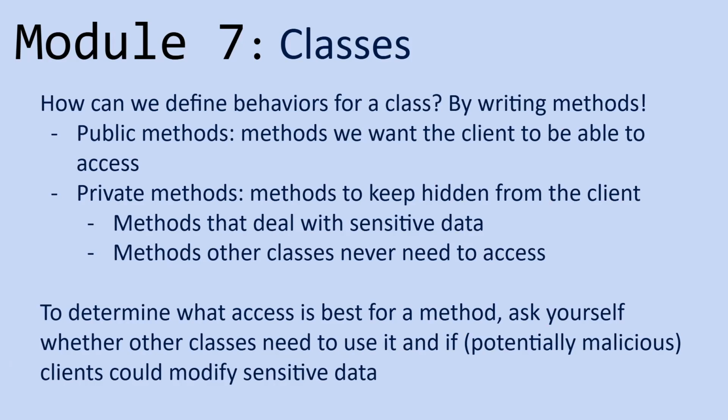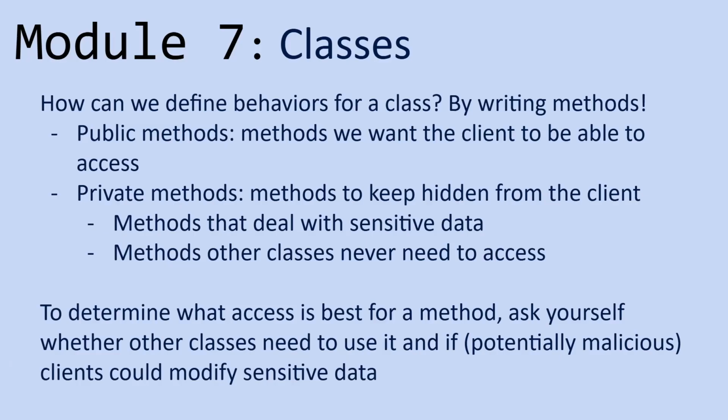Meanwhile, private methods are methods we keep hidden from the client or other classes that might be making an object of this class or using the class that we're making in some way. And so, two main reasons that we would make a private method. Any methods that deal with sensitive data that we don't want the client or any other class to deal with, we definitely want to make those private. Or if it's a method that other classes never need to access, like if it's just an internal method or a helper method that logically no other class is going to need to access, we're definitely going to make that private.